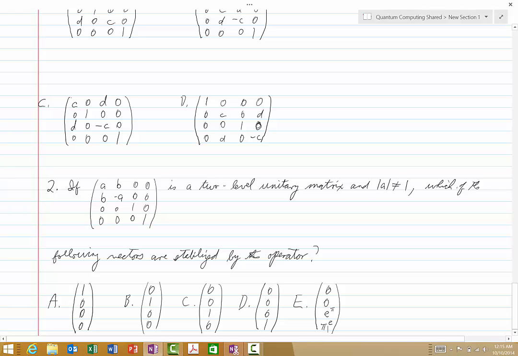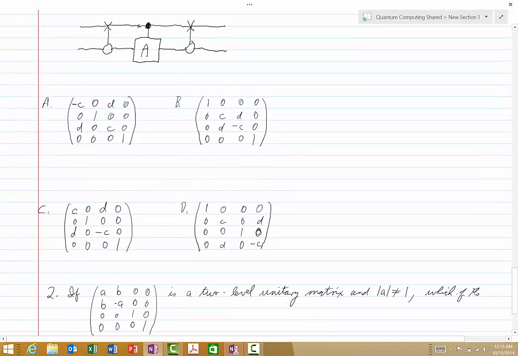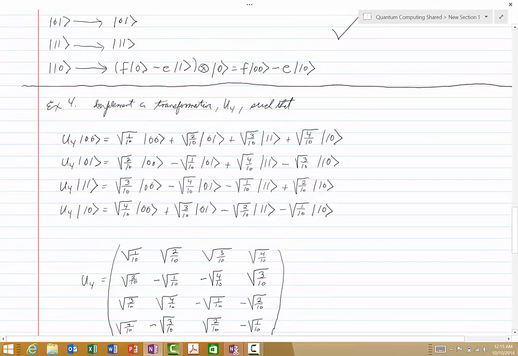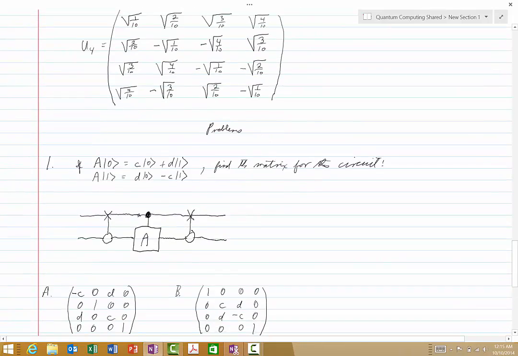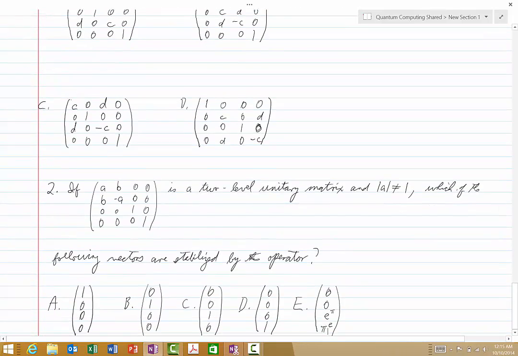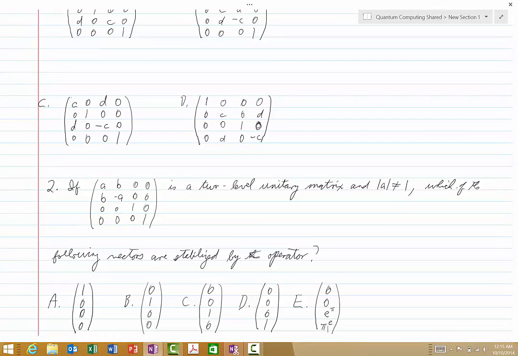So those are the two problems for this lecture. And again, as I said, in the next lecture, we will resume our discussion of example 4. So that concludes lecture 20, and good luck.